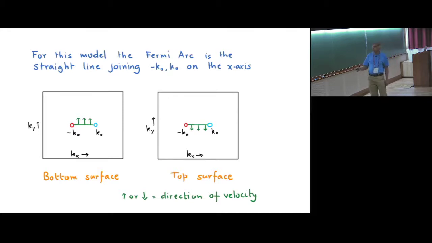On the top surface, the velocity is downwards. On the bottom surface, the velocity is upwards. There's also a particular spin projection associated with the Fermi arc states, but I'm not mentioning that here. But these kind of go together. On the one surface is one projection, on the other surface is the opposite projection of spin. Okay, so this is what the general picture looks like.